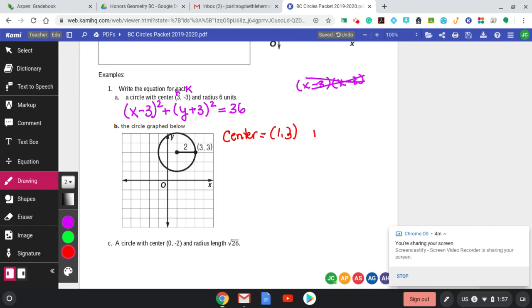And you also need to know what the radius length is, and I've given you that here. All right, from the center to 3, 3, that's a length of 2. So now hopefully we're ready to write the equation of the circle.